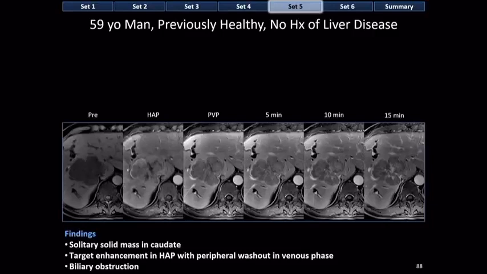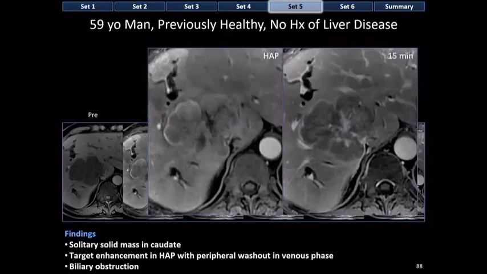Now, I know all of you are thinking, okay, you've already told us that elderly men with no history of liver disease think HCC, and that's true, but this guy, 59, not so elderly. And also, let's look at this lesion a little bit more carefully. So let's look now at the arterial phase and the 15-minute phase images a little bit more carefully.